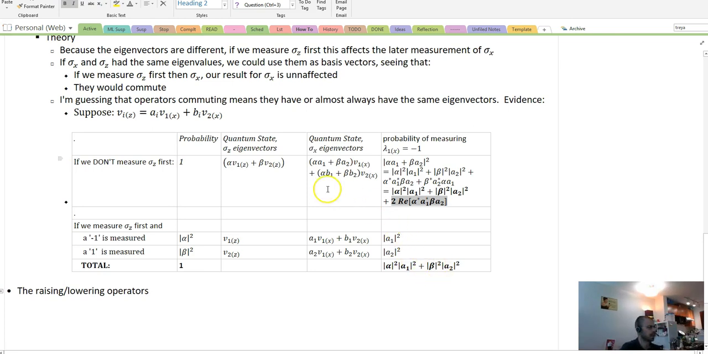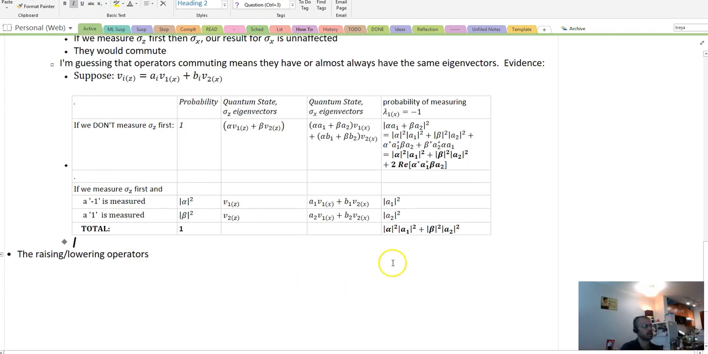So it seems like measuring it here has affected the probability that we measure the down state, because we lost this term. So measuring z has changed the probability that we measure down spin in the x direction. Anyways, for these to be equal, this has to be 0.